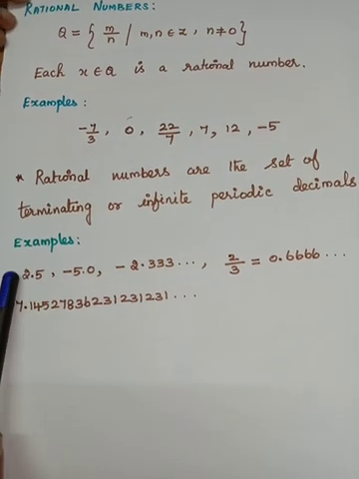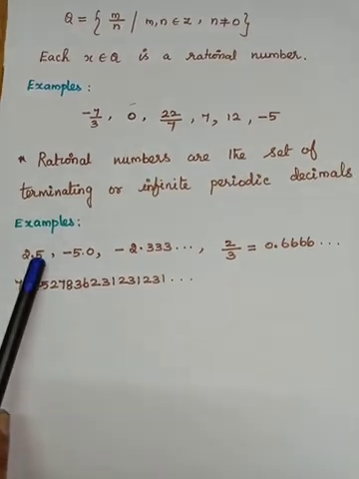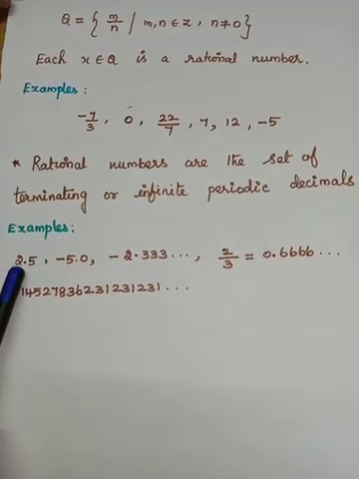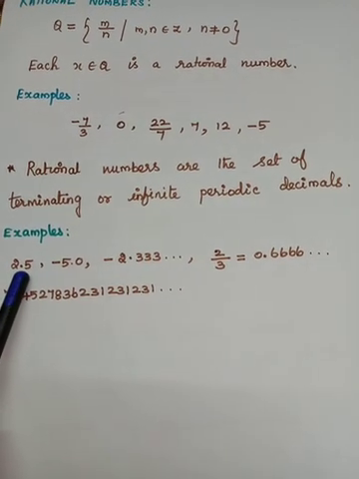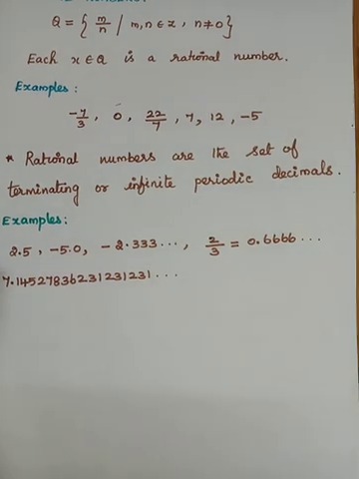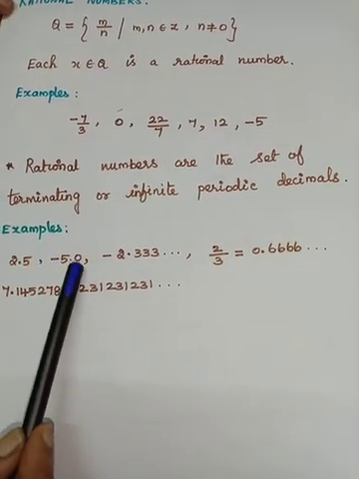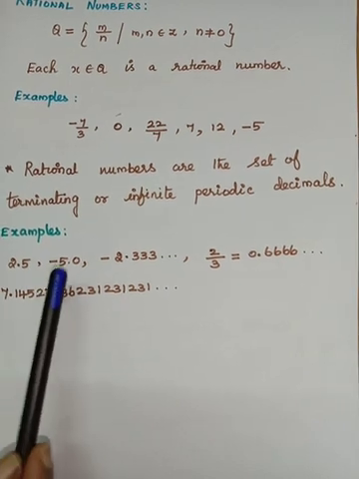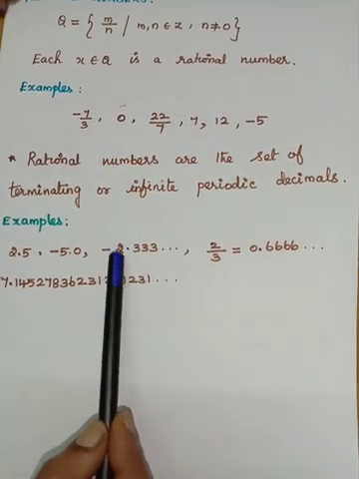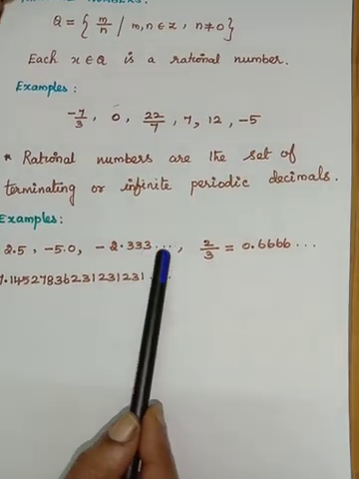This 2.5 can be written as 5 by 2, and 5 by 2 is a rational number. So that's why a terminating decimal is a rational number. In the same way, minus 5.0 is nothing but minus 5 by 1. And you can consider 2.333, etc.